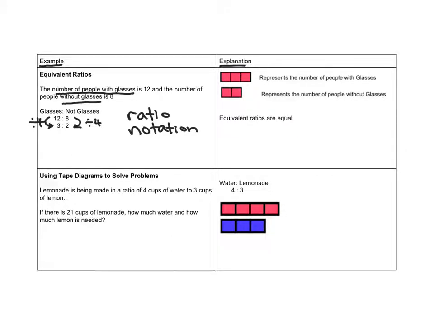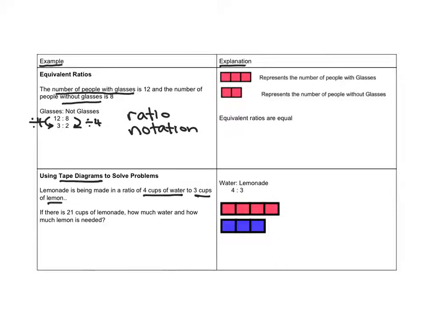The second part we're going to do is we're going to continue to look at tape diagrams. And we're going to look at how tape diagrams can be used to solve a problem. And this is our old favorite problem of lemonade. And lemonade is being made using 4 cups of water to 3 cups of lemon.